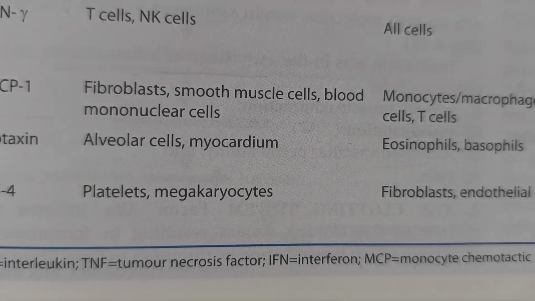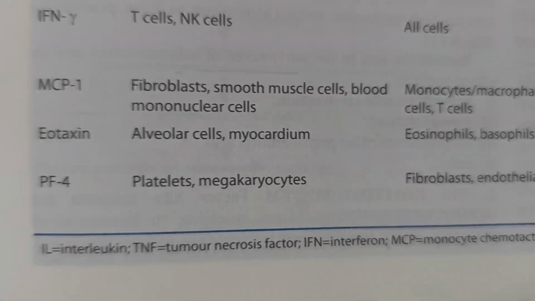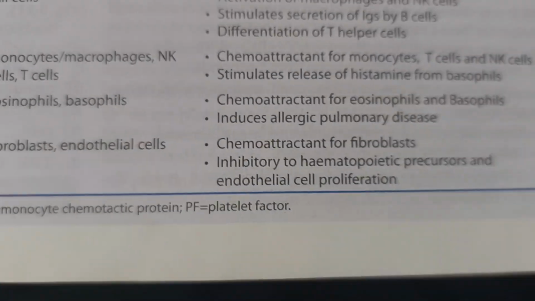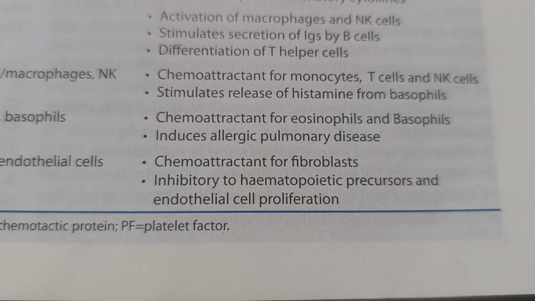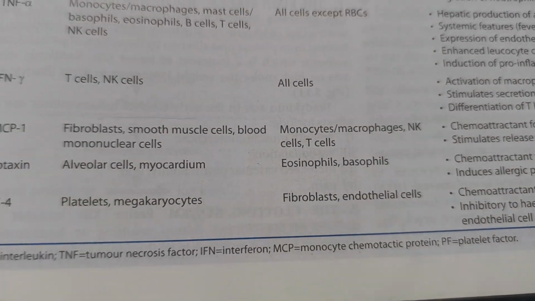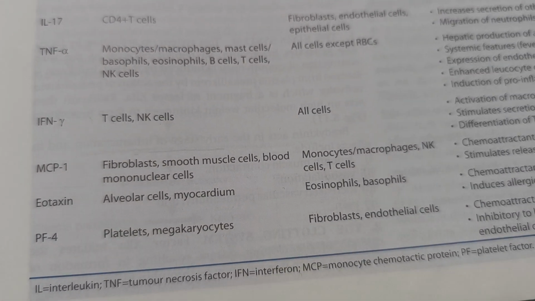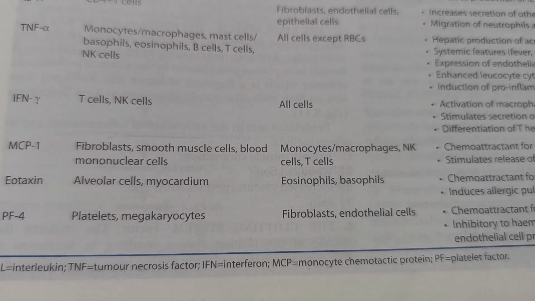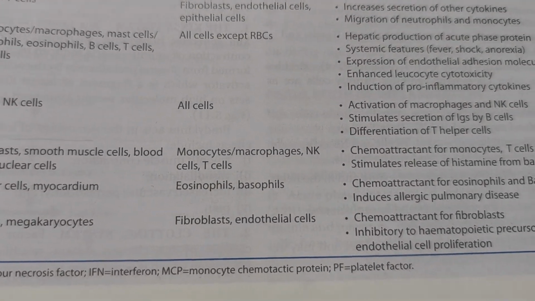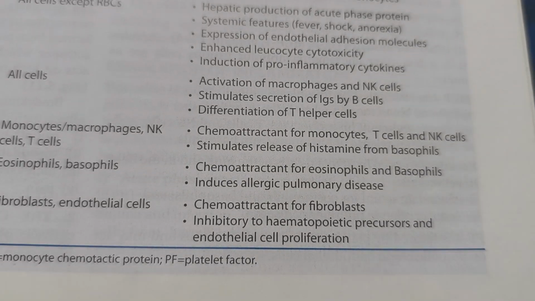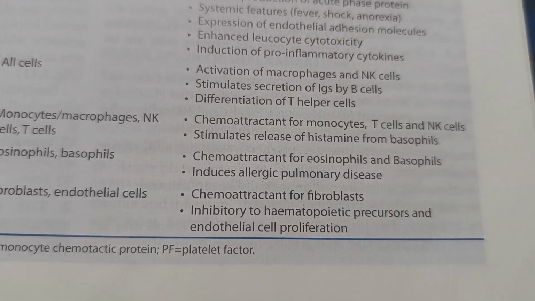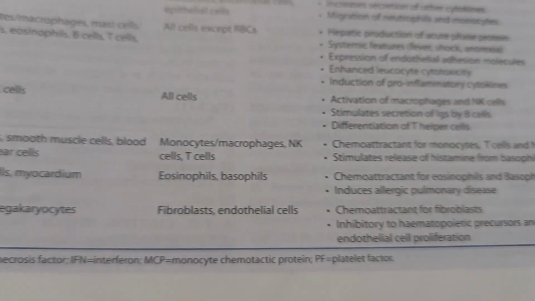Eotaxin: the cell source is alveolar cells and myocardium. The target cells are eosinophils and basophils. It acts as a chemoattractant for eosinophils and basophils and induces allergic pulmonary diseases. Then we have PF4, whose source is platelets and megakaryocytes, and it acts on fibroblasts and endothelial cells. It is a chemoattractant for fibroblasts and inhibitory to hematopoietic precursors and endothelial cell proliferation.